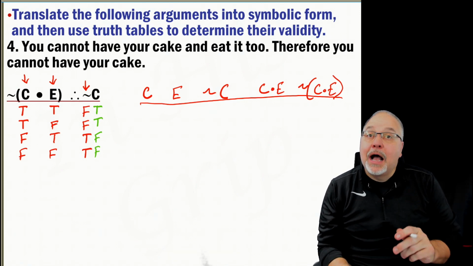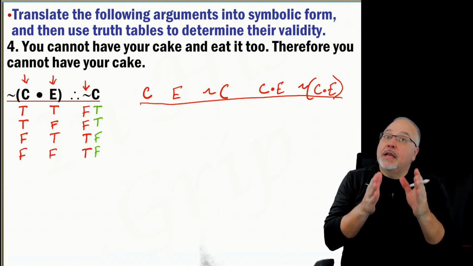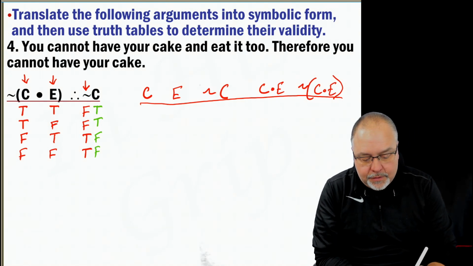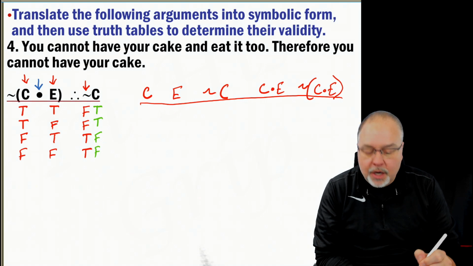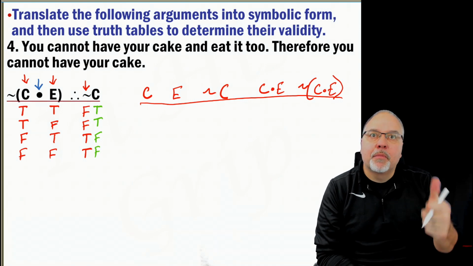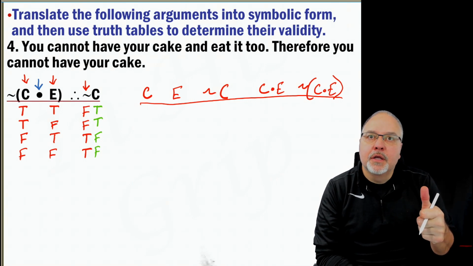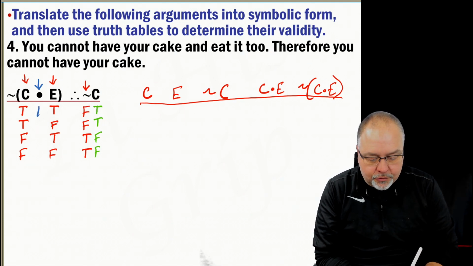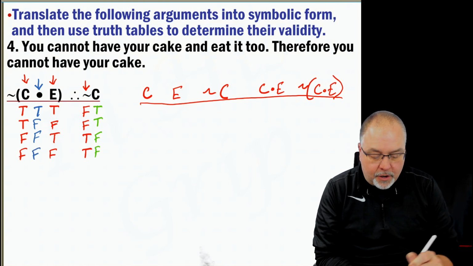Now let me change my color again so that you can see. Now, when I have parentheses, right, I need to move from inside to out, so I'm going to do blue under blue here, under the conjunction. Remember my rule of thumb for conjunction? They both must be true for it to be true. So I have true, false, false, false, right?